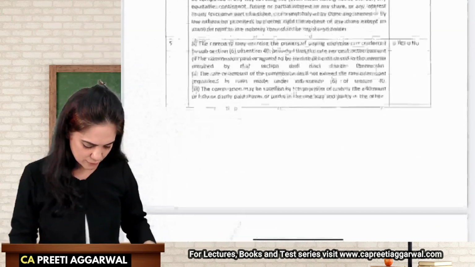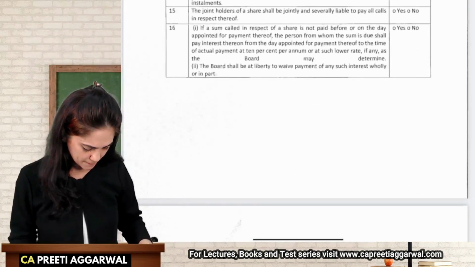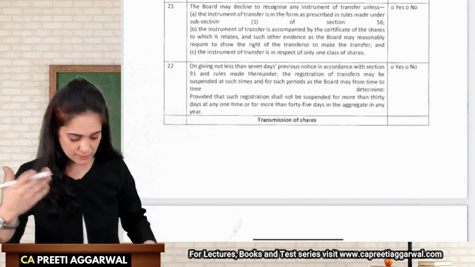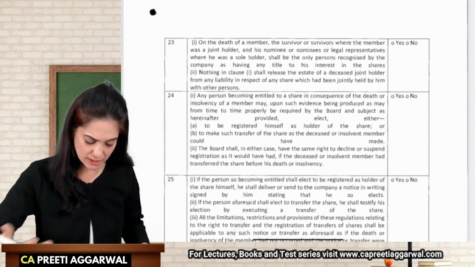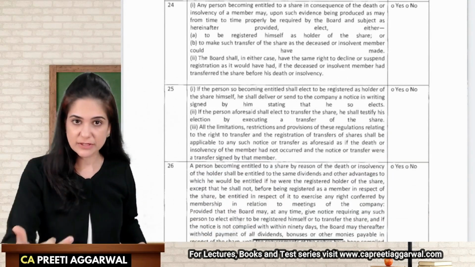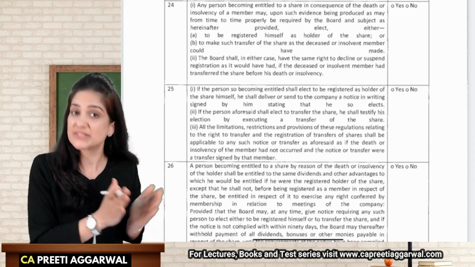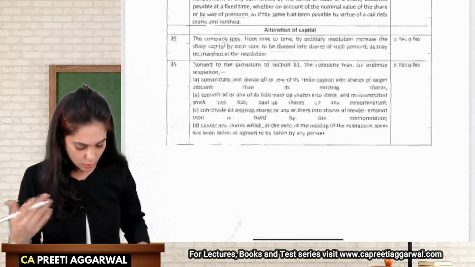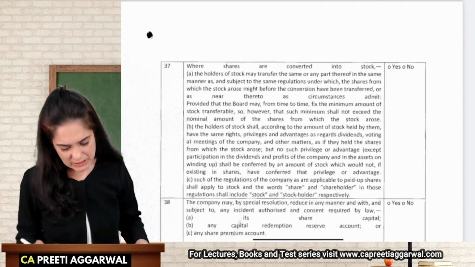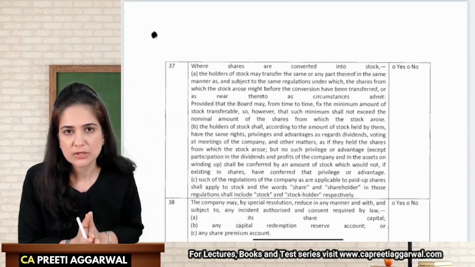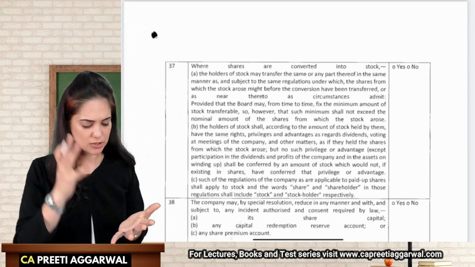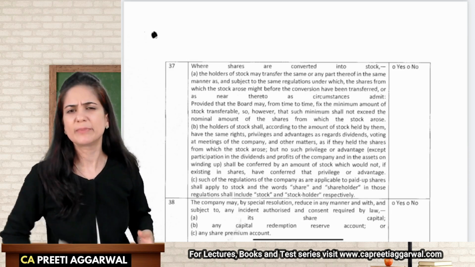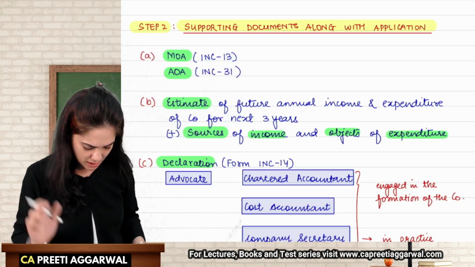So what is the procedure for making calls on shares? What is the procedure for transfer of shares? What is the procedure for transmission of shares? What are the conditions for that? Certain kind of reservations, you are putting certain restrictions. So everything will be mentioned over here. Forfeiture of shares, alteration of capital. So like this, they have mentioned the procedure for transfer, transmission, alteration, then issuing of shares, all the procedures, everything will be given over here. So that is memorandum and articles.